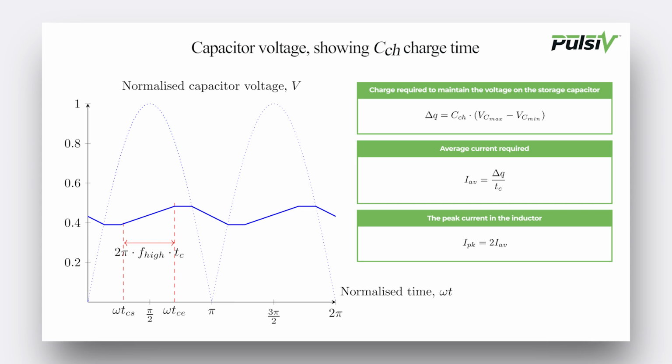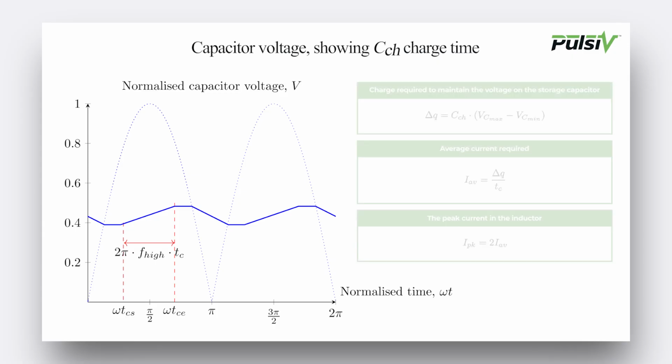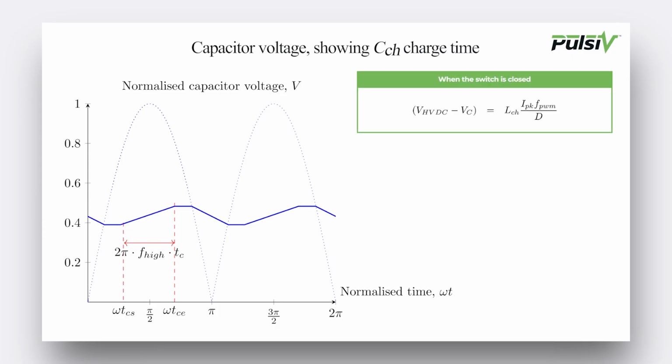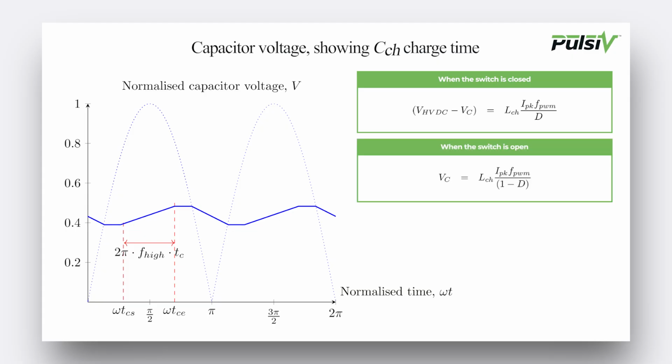To maintain discontinuous current mode, the inductor current must have a minimum of 0 and a maximum of this peak current during the two switching conditions: when the switch is closed and when the switch is open. In these expressions, the PWM frequency is set to 42 kHz and the duty cycle is determined by the Pulsiv Osmium microcontroller.